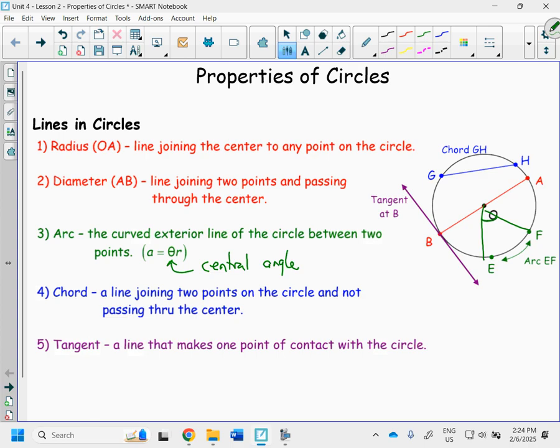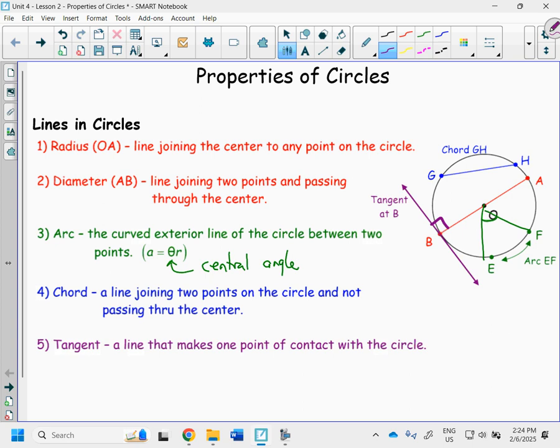Some old ones from way back in grade 9. A chord is a line joining any 2 points on the circle, but not through the center. And a tangent, a line that makes 1 point of contact with the circle. What's nice about tangents is when they make that point of contact, they actually form a right angle. The idea of right angles is super handy to us because we can think about the idea of Pythagoras.